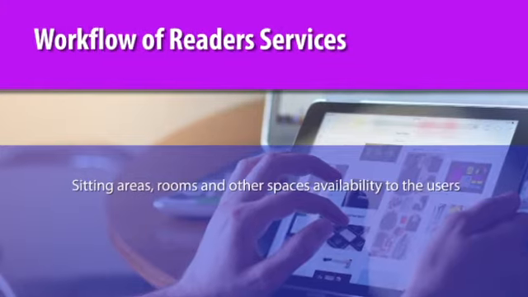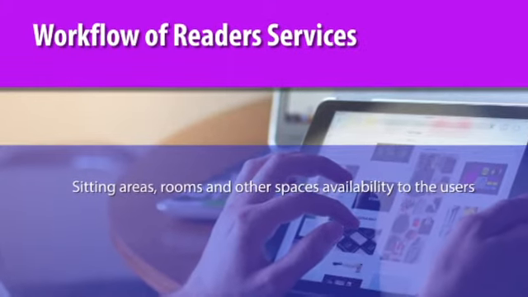Then library reader services also include the sitting areas. The sitting areas means the rooms available for sitting and doing consultation in the libraries, and the space available in the library, which are handled by the reader services section. There are also research support services: the users who are researchers have different kinds of reading spaces and areas. Those are also provided space, and these are all monitored by the reader services section.